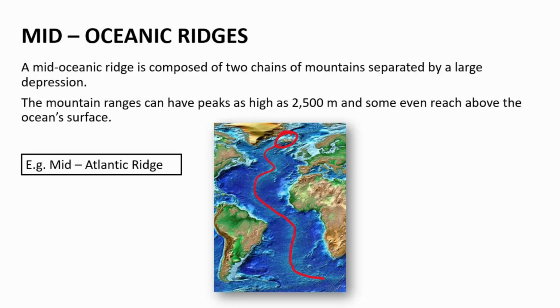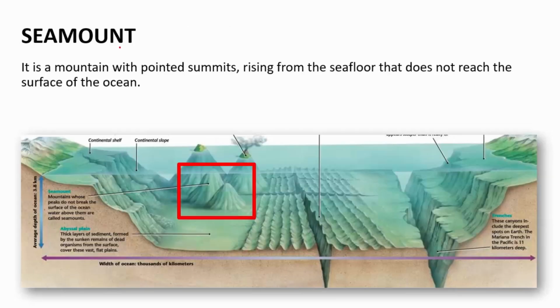Moving on to our next relief feature. Next one is seamount. Now, it is a mountain with pointed summits which rises from the seafloor but does not reach the surface of the ocean. As you can see in the figure, these are mountains which do not rise above the sea level. So it basically means they are just mountains or hills which are totally submerged inside the oceanic water and they do not come outside it, right? So these are the basic features of these seamounts.